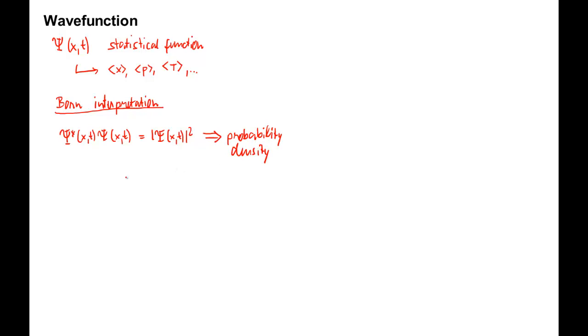The integral of this probability density, psi star psi, over a spatial region between A and B is the probability of finding the particle between A and B at time t. Based on this statistical interpretation, the wave function itself, psi of x and t, could be called a probability amplitude.